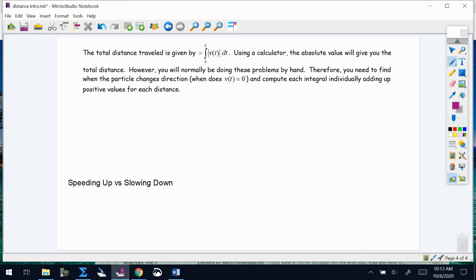However, not all problems are calculator related, so I want to make sure you're comfortable if you can't use a calculator. If you can't use a calculator, you're going to have to establish if there's a direction change in your interval, and treat each individual integral separately. You're going to say, I know it changes directions at 3, so let's look at the distance I traveled before 3, and then the distance I traveled after 3.